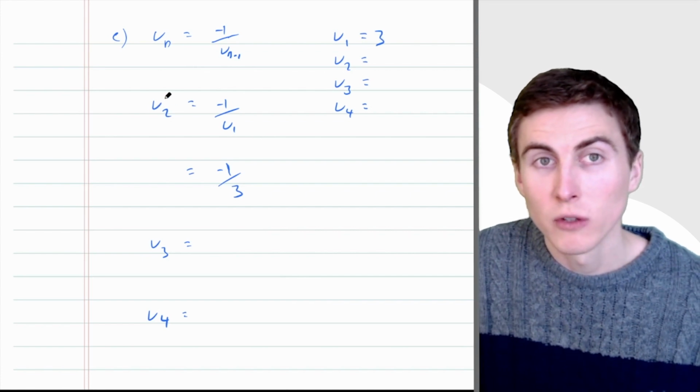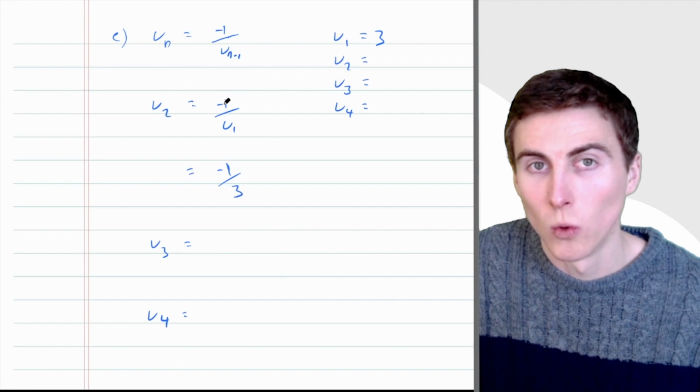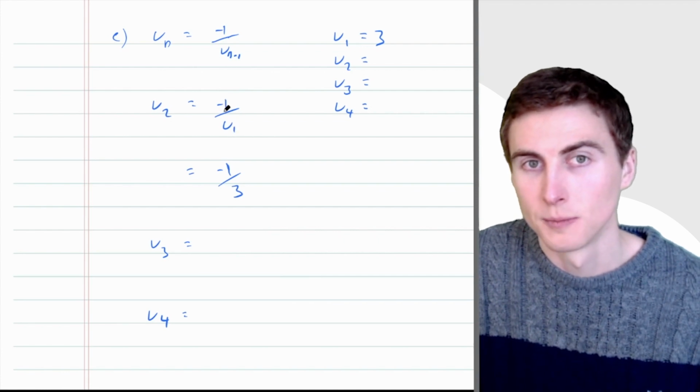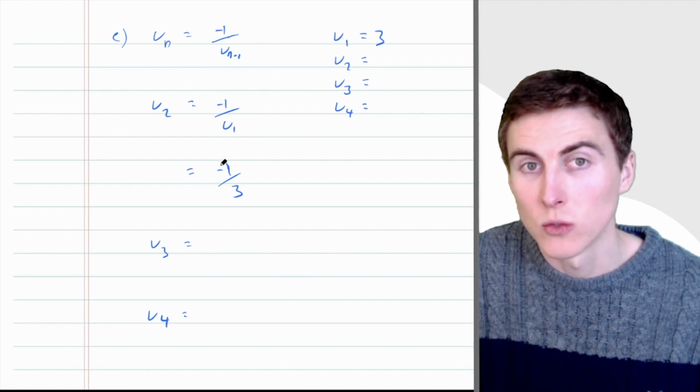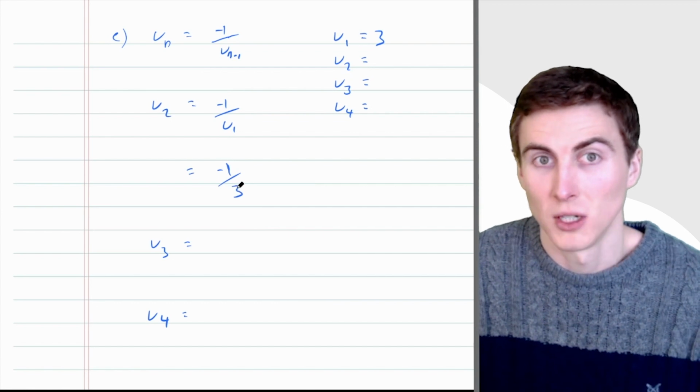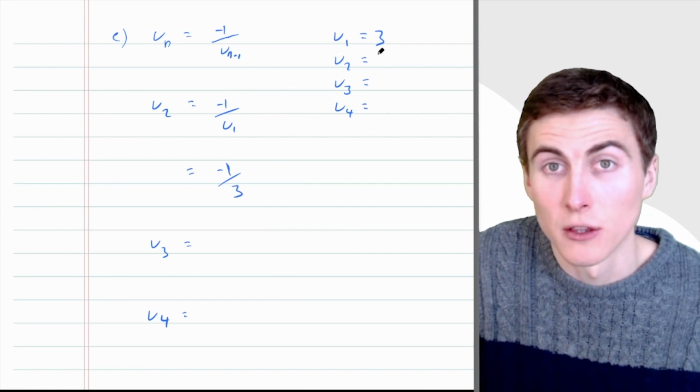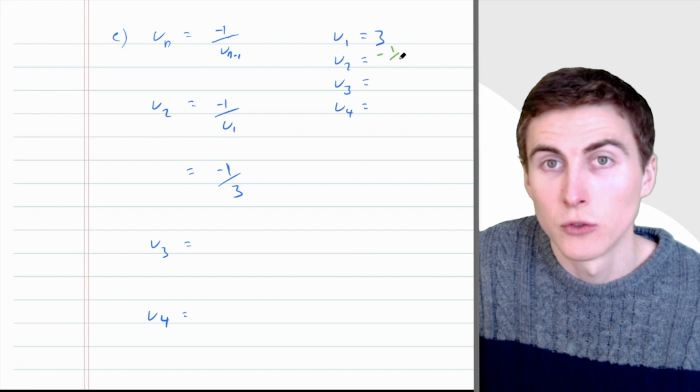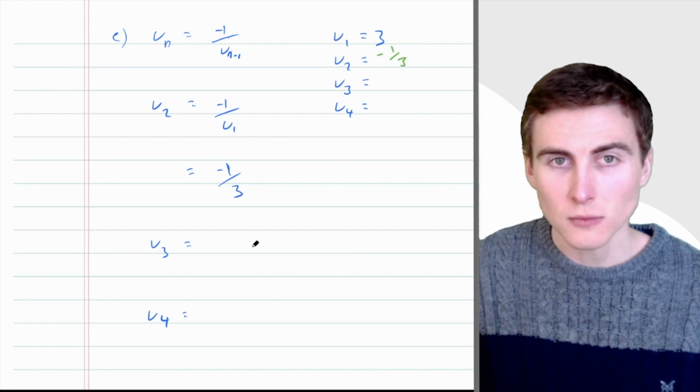So if we want to find the second term, we have to do minus 1 divided by the first term. And the first term was 3, so we do minus 1 divided by 3. And that's it. We don't even need to simplify that. It's just minus a third. So u of 2 is minus a third.